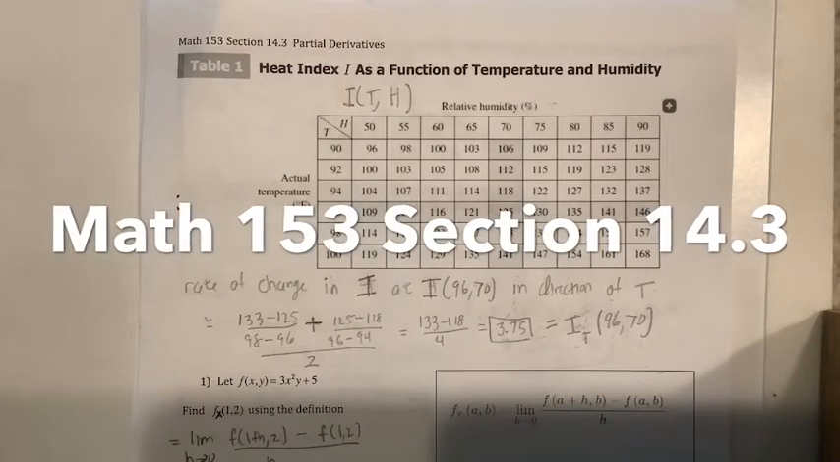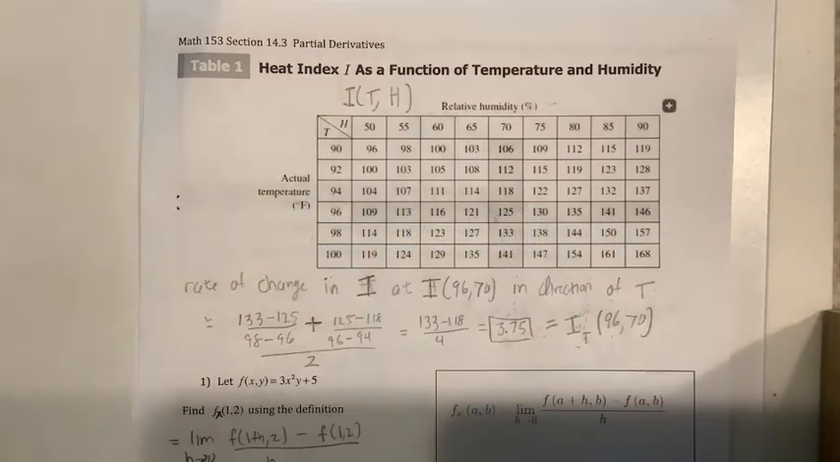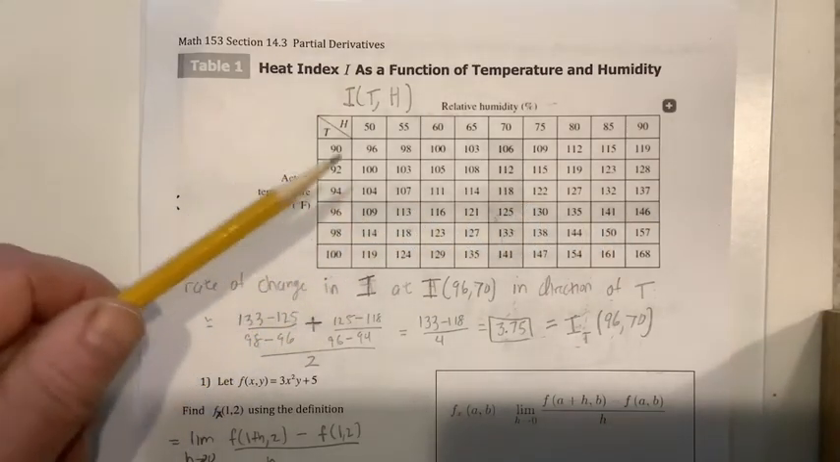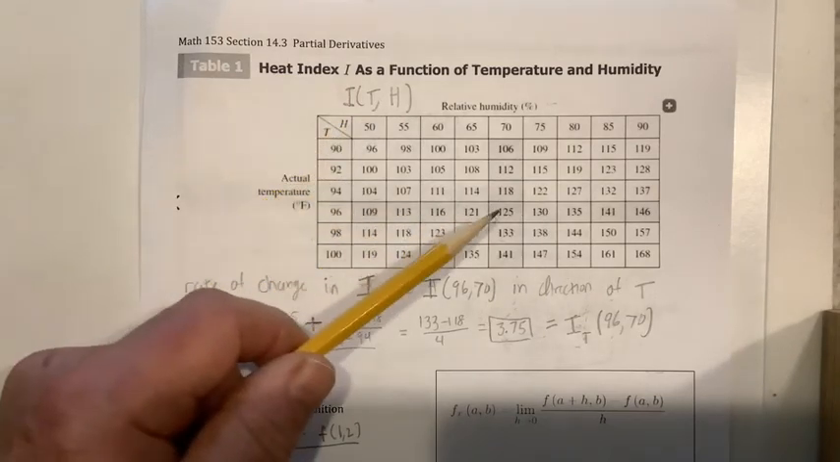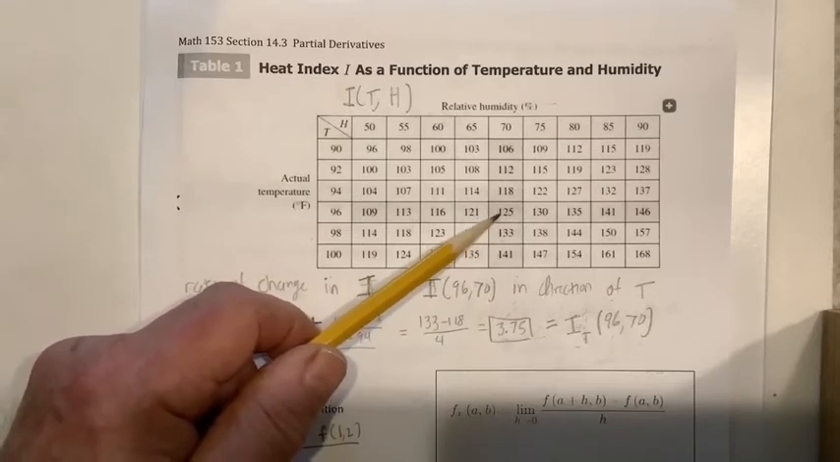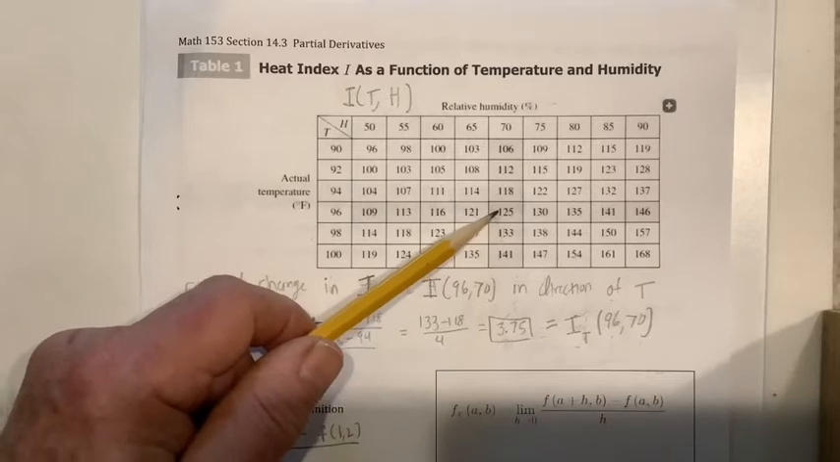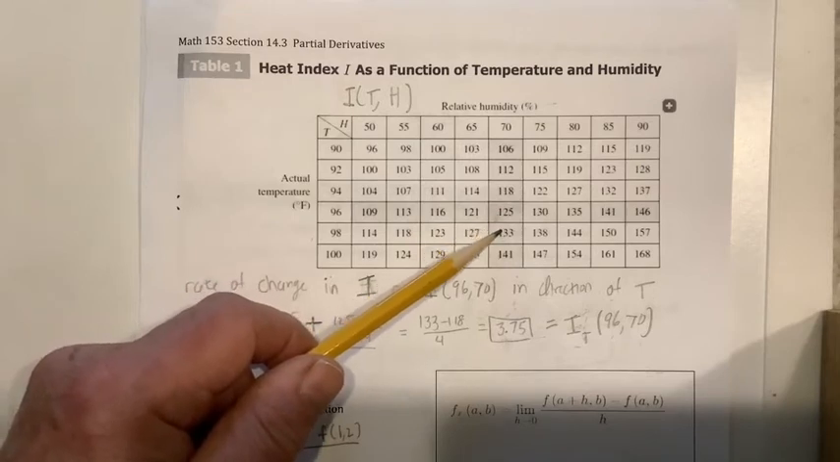Okay, section 14.3, we're going to look at partial derivatives. Here's an example. Suppose we have the heat index function. It's a function of temperature and relative humidity. At this point here, when the temperature is 96 degrees and the relative humidity is 70%, I ask the question, how does the heat index vary with respect to temperature at that point? So we're going to keep the relative humidity at 70%, and we're going to let the temperature vary.